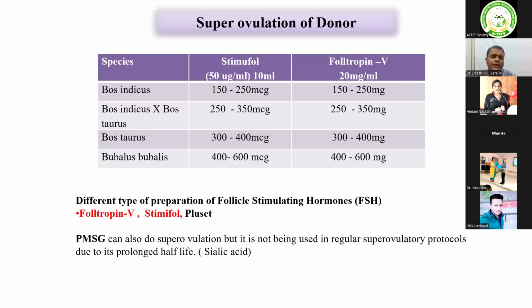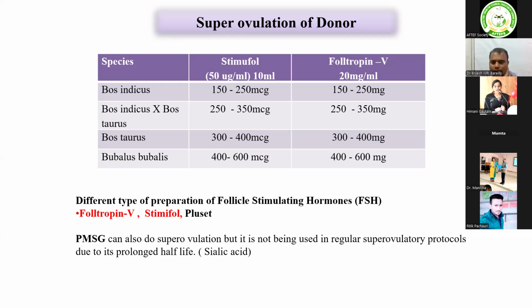Our Bos indicus animals are very much susceptible to the gonadotropin. So 150 to 250 micrograms are enough. Earlier Stimufol was available. Now it is not available in India. Folltropin is being used extensively, which we are also using now, where the dose is more or less similar, but here the availability is in milligram and there the availability is in microgram.